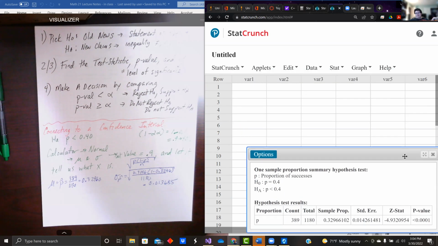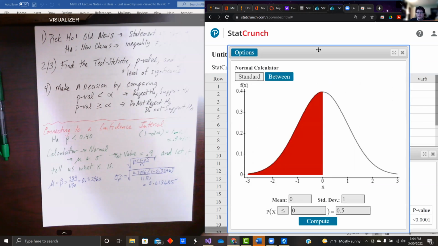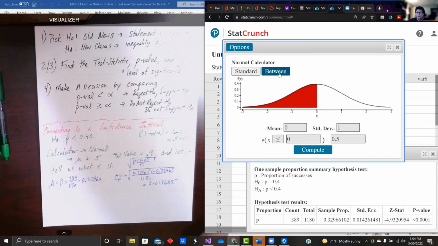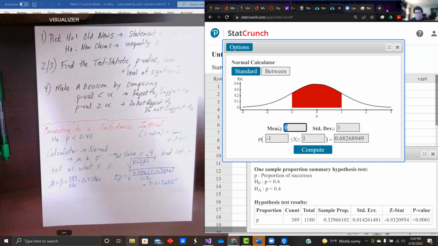So I'll move that down out of the way. We're going to go stats, calculator, normal. And squish it down. We're going to click on between. I want to use between. Our mean, I said, was 0.329. Let me just double check those values in the calculator.